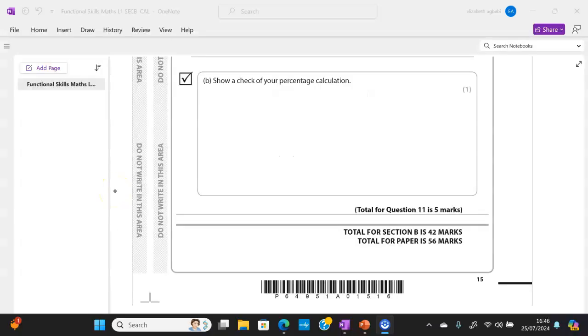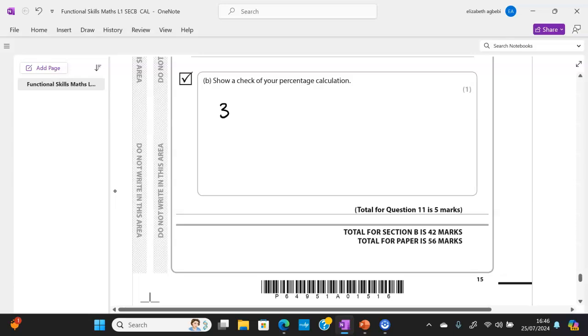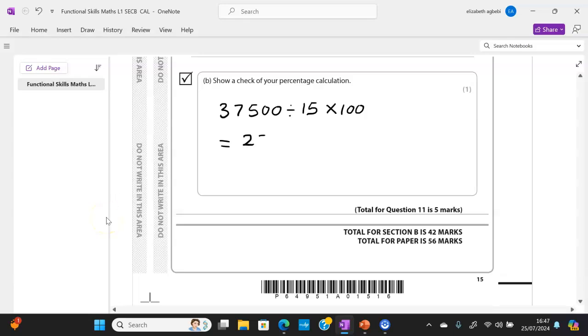Finally, show a check of your percentage calculation. So all we need to do is just to do the inverse. We got 37,500. So we divide it by 15 and then multiply it by 100. We'll get back to the actual amount, which is 250,000.